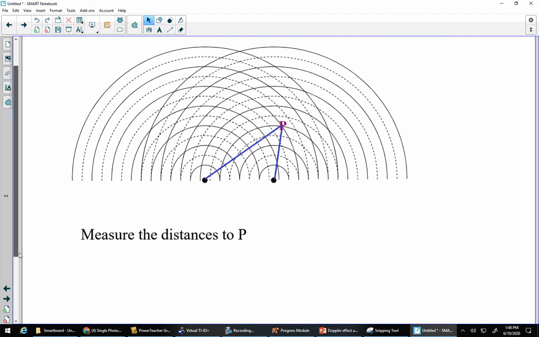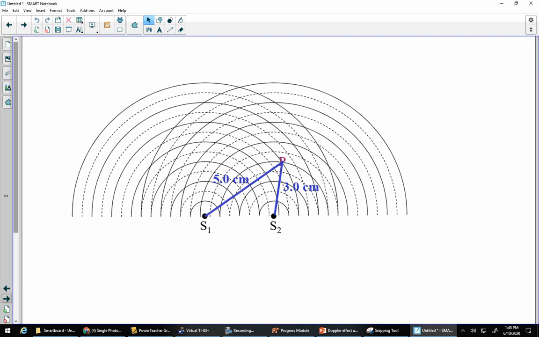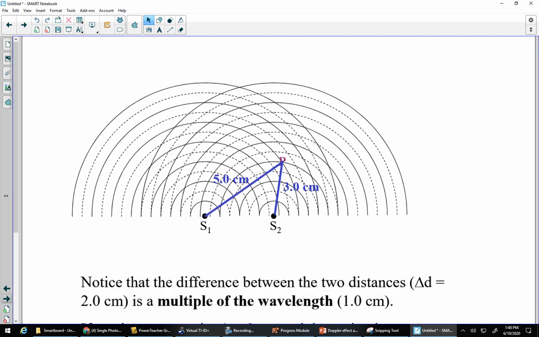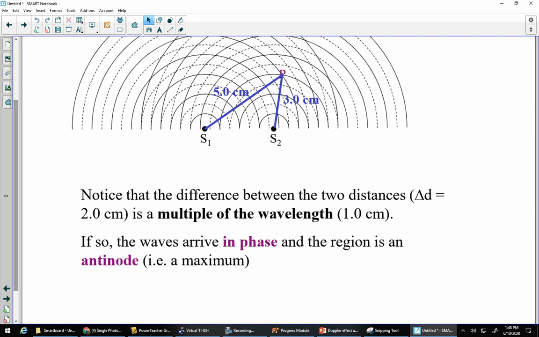So we measure the distances to P. One of them might be 5 centimeters and one might be 3 centimeters. The difference between the two path distances, so delta D, is 2.0. That's a whole number multiple of the wavelength, which means it's going to be in phase, which means constructive interference, which means it's going to be an antinode or a loud spot or a bright spot, depending on what we're dealing with.